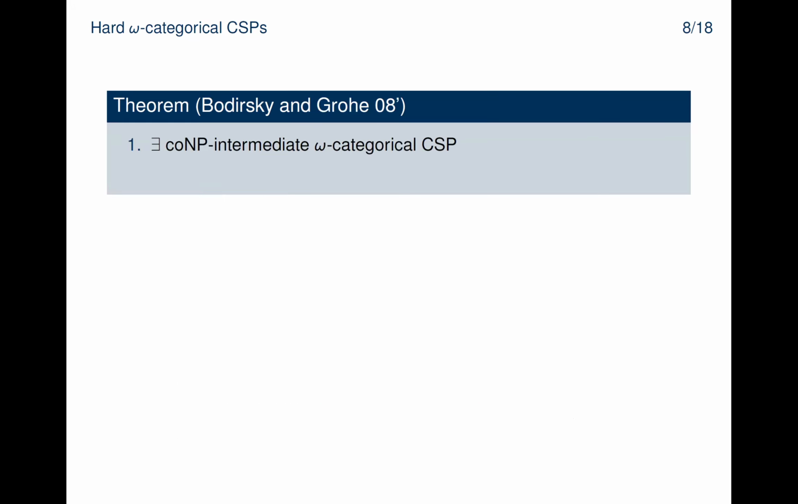And in this paper by Bodirsky and Grohe, 2008, they first show a result that is somewhat linked to this polynomial hierarchy, but I just want to start with it now. They show that there is a co-NP intermediate omega-categorical CSP. So for sure, if one would try to extend the dichotomy theorem from finite domain CSPs to just purely omega-categorical CSPs and switch it from the NP side to the co-NP, then this would not be possible because there are some problems which are neither in polynomial time nor co-NP hard.